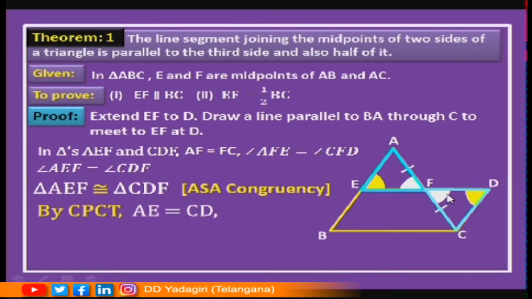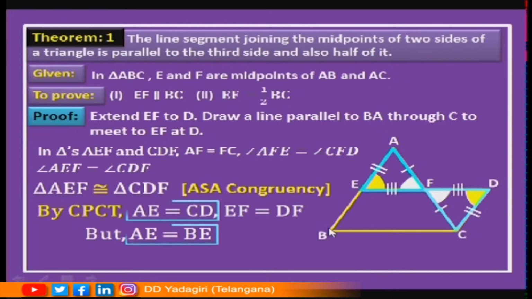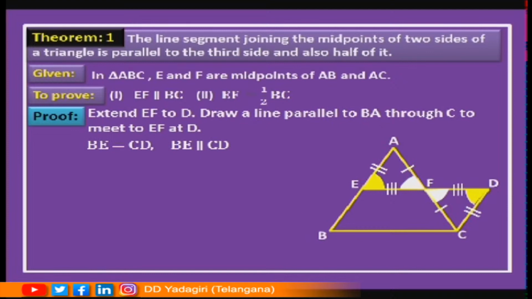So, by CPCT again I can write AE and CD both are equal. So, these two parts, if you notice children, AE and CD both are equal. Apart from that, what can you write? Yes, EF is also equal to FD or DF. So, EF and FD both are the same, but already it is given that AE equals BE, because E is midpoint of AB. So, now from AE equal to CD and AE equal to BE, I can write, yes, BE is equal to CD. That means this part BE and this part CD both are equal.